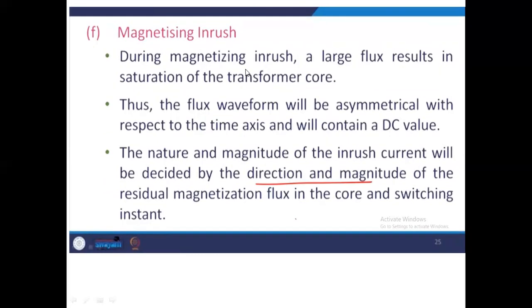During magnetizing inrush, a large flux results in saturation of the transformer. Thus, the flux waveform will be asymmetrical with respect to the time axis and will contain a DC value. The nature and the magnitude of the inrush current will be decided by the direction and magnitude of the residual magnetization flux in the core and the switching instant.